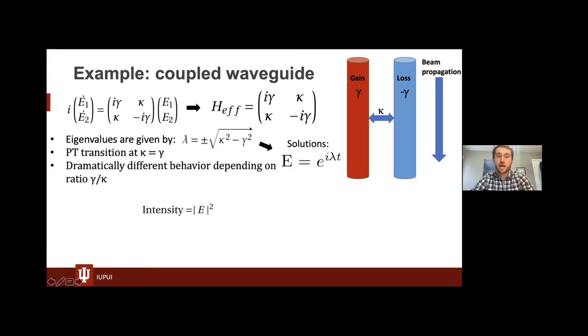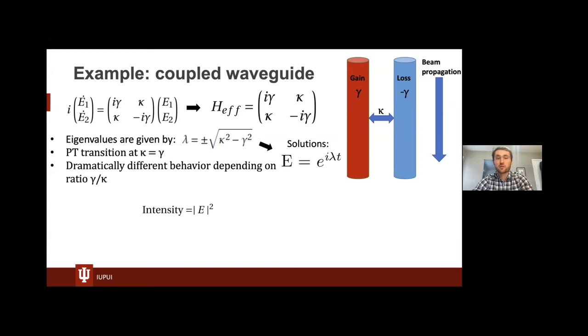Now we can solve for the eigenvalues of this system, which will in turn tell us about the evolution of the electric field of the system. And we see that depending on the relative strength of the gain and loss term to the coupling term, we get dramatically different behavior because of the eigenvalue transition from real to complex. So if I have gamma less than kappa, I have real eigenvalues here. And vice versa, if I have gamma greater than kappa, then I get imaginary eigenvalues. And because the eigenvalues show up for the electric fields as e to the i lambda t, I expect either bounded electric fields or exponentially diverging electric fields.